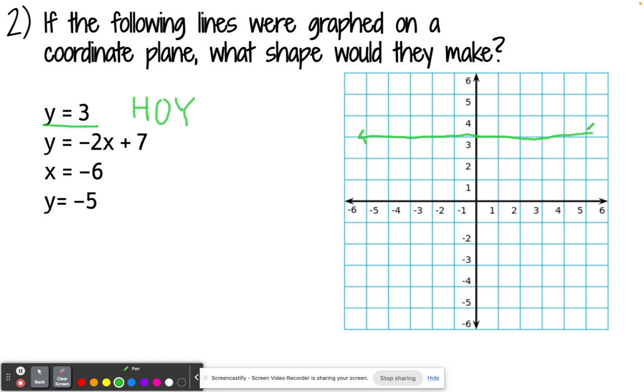I also have a y equals -5. So I'm going to make that one too. -1, -2, -3, -4, -5. I may as well change my pen color though, so we can see which one it is. And it's going to also be a horizontal line. Draw that a little neater, but the idea should have a break in it.